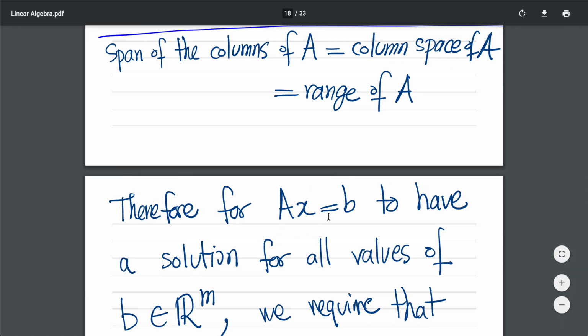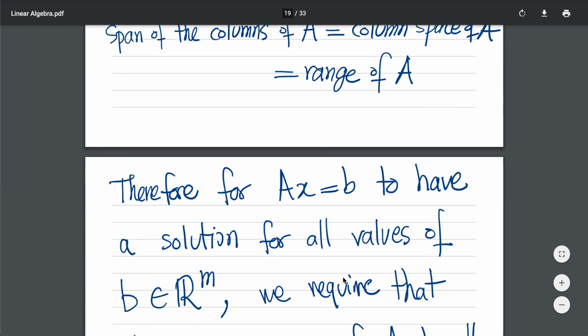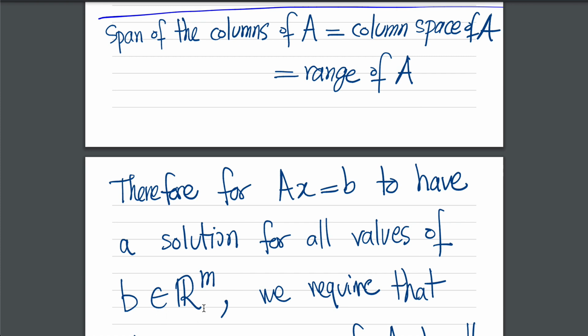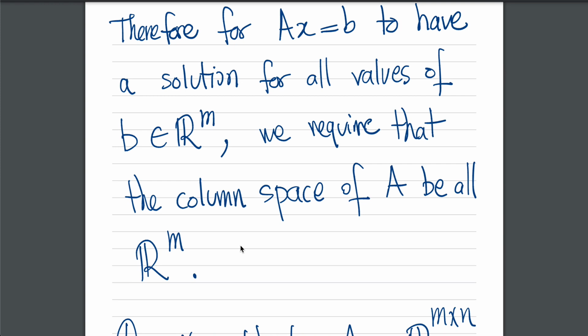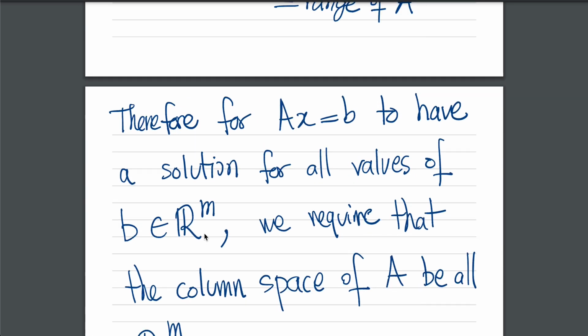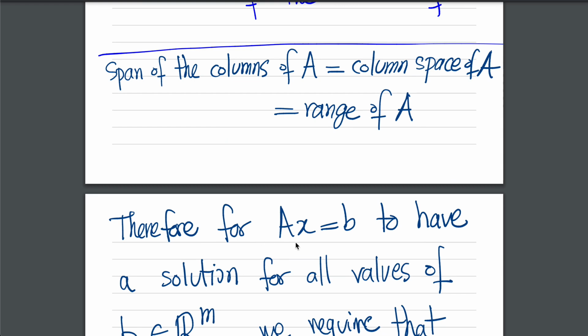Now for AX equal B to have a solution for any value of B, since B can be any point in the space, the column space of A should be all of Rm. Because if it weren't all of Rm, it means that there is a point in Rm which we cannot obtain by having AX.